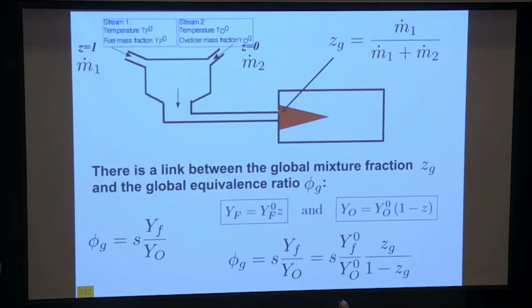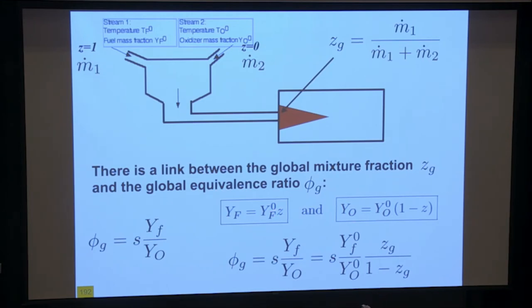At the outlet of this tube, the global equivalence ratio is equal to S, the stoichiometric factor, multiplied by the fuel mass fraction divided by the oxidizer mass fraction. The fuel mass fraction I know because it's equal to the inlet fuel mass fraction multiplied by Z at the outlet. And the oxidizer I know because it's equal to YO0 multiplied by 1 minus Z. This is the mixing lines.